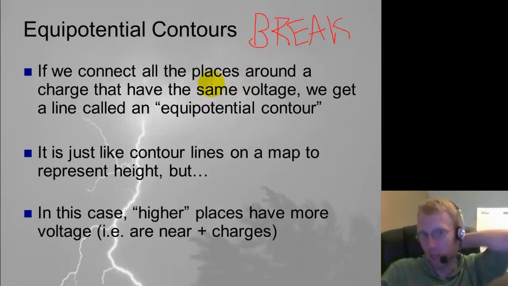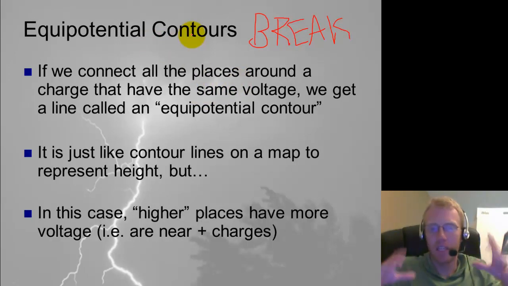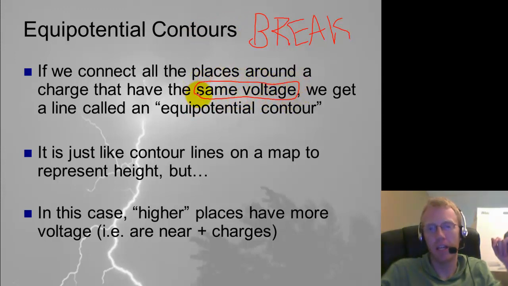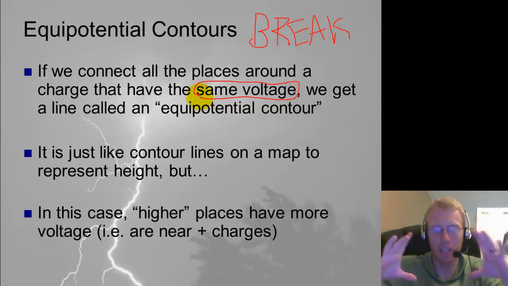Let me go back. So an equipotential contour is basically a traced out shape or outline of places that all have the same voltage. So the key here is that every point along that line has the same voltage, so there'll be continuous closed circles that will close on themselves.